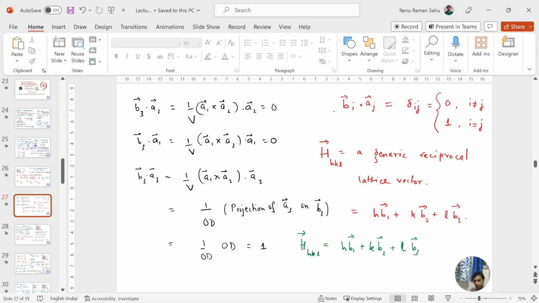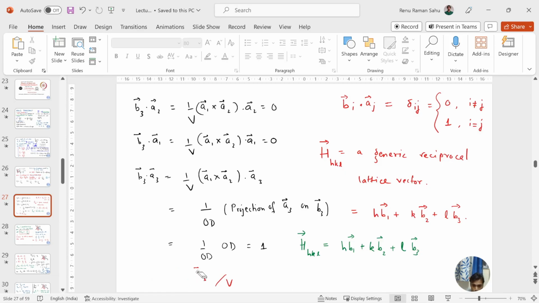So what we have learnt is how we get the reciprocal lattice vectors from the real space unit vectors. Given a crystal structure, we will have real space unit vectors. From those unit vectors, we can get the reciprocal space unit vectors by this formula: b1 is equal to a2 cross a3 divided by V. So this is the formula for reciprocal unit vectors.